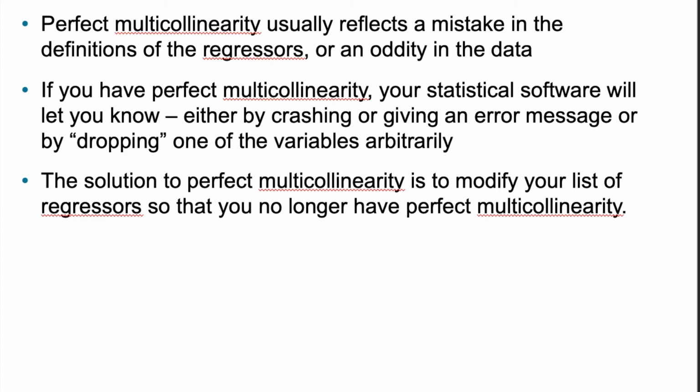Taking this one step further, perfect multicollinearity usually reflects a mistake in the definitions of the regressors or an oddity in the data. If you have perfect multicollinearity, your statistical software package will let you know, either by crashing, giving an error message, or dropping one of the variables like they are hot. The solution to perfect multicollinearity is to modify your list of regressors so that you no longer have multicollinearity. So this is a big problem, but it is pretty easy to fix.